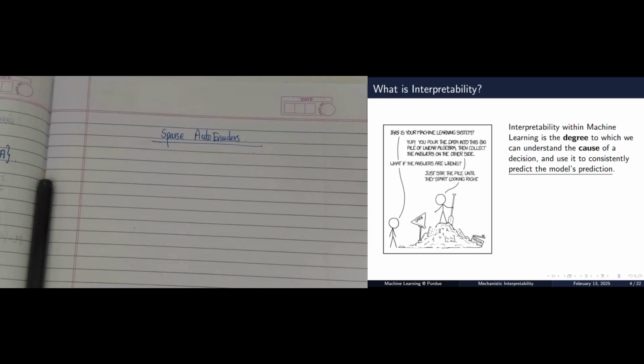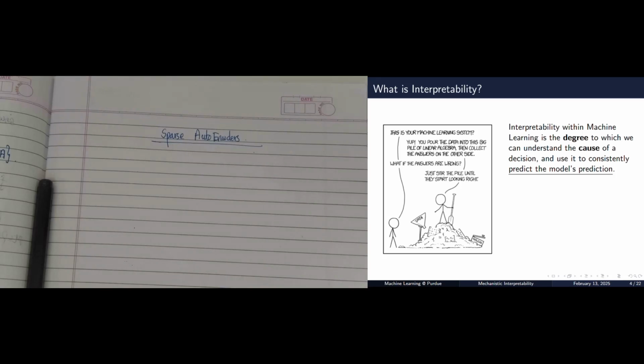So interpretability, a more formal definition of it, is just the degree to which we can understand the cause of a decision and then use that to predict a model's prediction. Inception in a sense, where if I have a type of network and I can say, hey, this part of the neural network is affecting the final output in a particular way, I can claim that I have some degree of interpretability of this model, because I am able to understand some aspect of its inner workings and use that to predict what the final prediction will be.